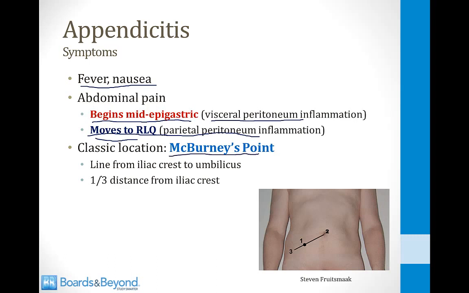So if you draw a line from the iliac crest to the umbilicus and go 1/3 of the distance away from the iliac crest, that is McBurney's point. If you look at this picture at the bottom right side of the screen here, point number 2 is obviously the umbilicus. Point number 3 is the iliac crest. If you draw a line between those 2 points and go 1/3 of the distance from the iliac crest, that is point 1 here, and that is McBurney's point, and that is where the pain of appendicitis will localize to once the parietal peritoneum becomes inflamed and the symptoms move away from the initial epigastric region.